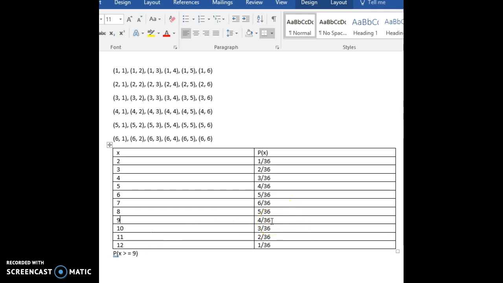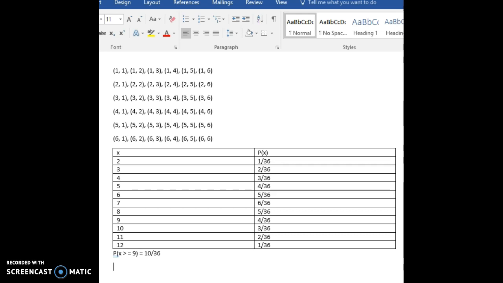So let's add up from the 9 all the way down to the 12. So 4 out of 36, 3 out of 36, 2 out of 36, and 1 out of 36. So let's see, that's 7, 9, 10 out of 36 is the probability that our dice add up to greater than or equal to 9. And we can, of course, reduce that or change it into a decimal, either way.